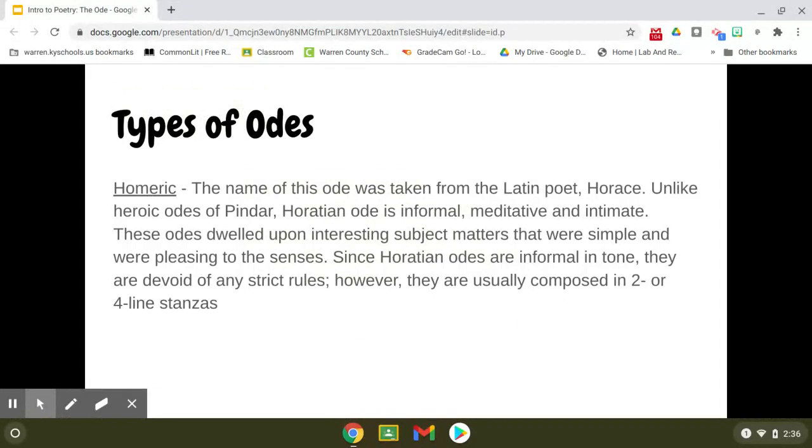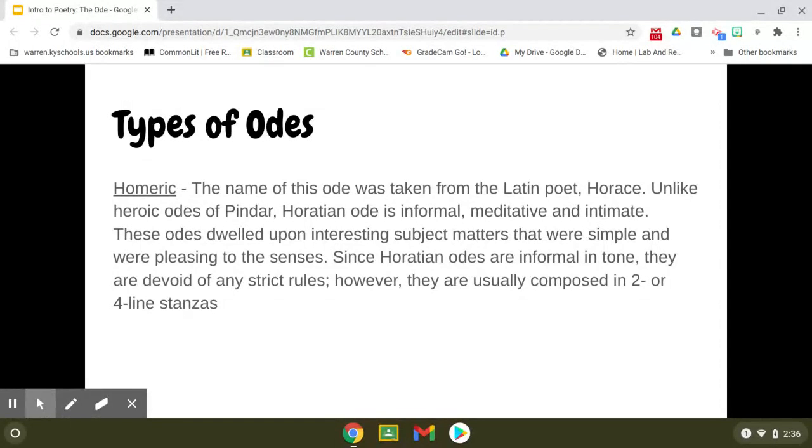Another type of ode is the Horatian ode. The name of this ode was taken from the Latin poet Horace. Unlike heroic odes of Pindar, Horatian odes are informal, meditative, and intimate. These odes dwelled on interesting subject matters that were simple and were pleasing to the senses. Since Horatian odes are informal in tone, they are devoid of any strict rules.